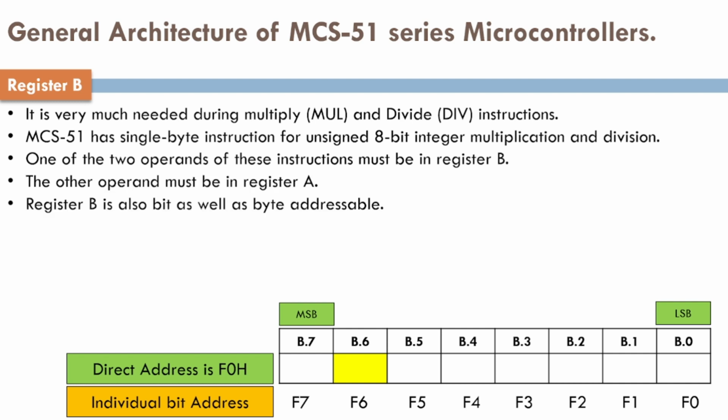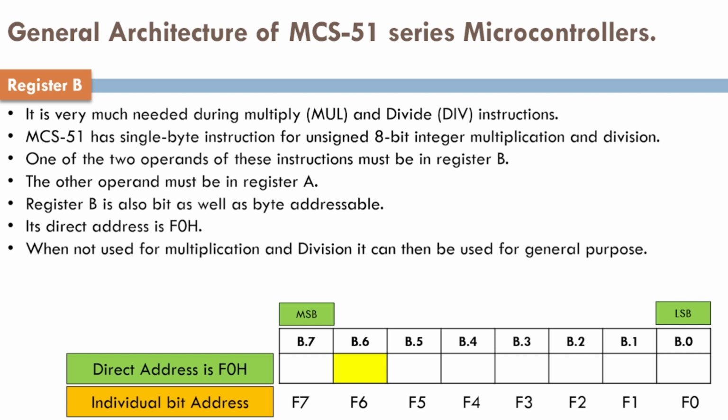Register B is also bit as well as byte addressable. Its direct address is F0H. When not used for multiplication and division, it can then be used for general purpose. Register B cannot be addressed indirectly.